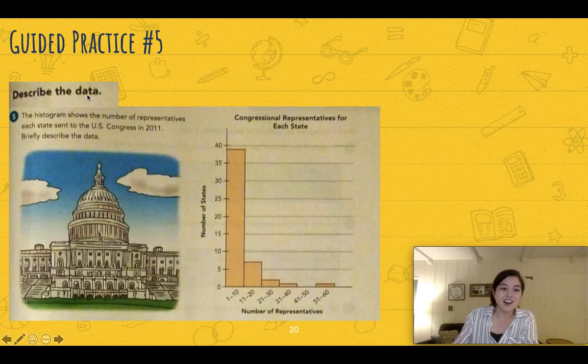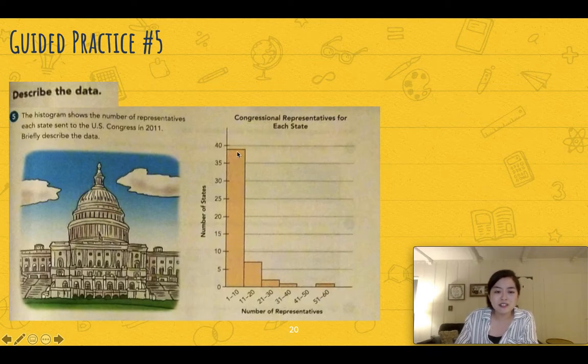Okay. All right, so let's look at this histogram. It's the congressional representatives for each state. So the number of representatives, we have 1 to 10, 11 to 20. It looks like our interval amount is 10. Okay.